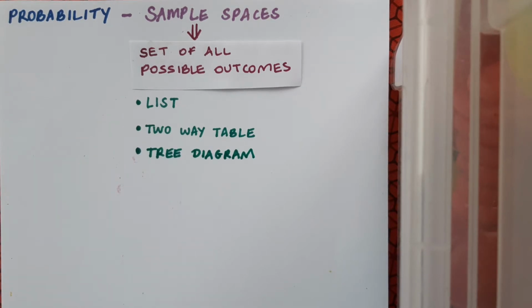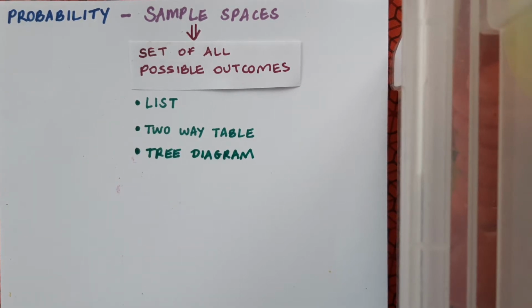A tree diagram is a diagram that we can draw for two or more things happening at the same time in probability. So it can be used instead of a two-way table to represent two situations occurring, but it can also be used to represent three or more. So let's go through these one by one, and we'll start off with a list and we'll have an example.